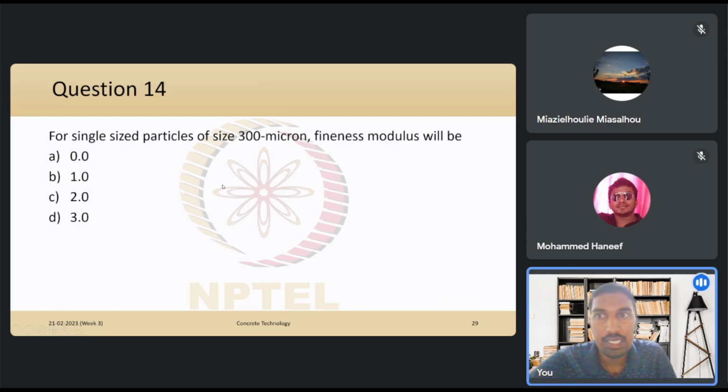Okay, question 14. For single sized particles of size 300 micron, fineness modulus will be, options are 0, 1, 2, and 3. Okay, so we have only uniform sized particles, everything is of 300 micron. So what is the fineness modulus in that case? We don't have a distribution, just a single value.